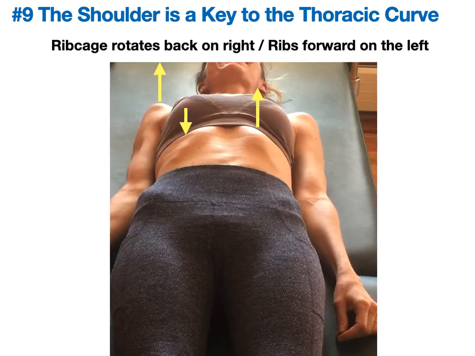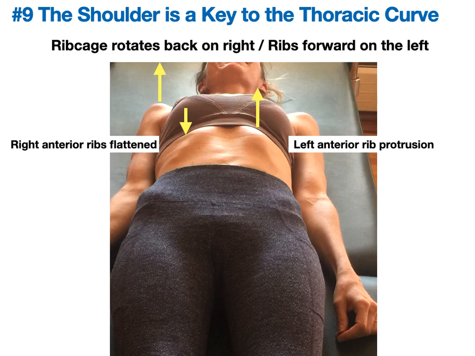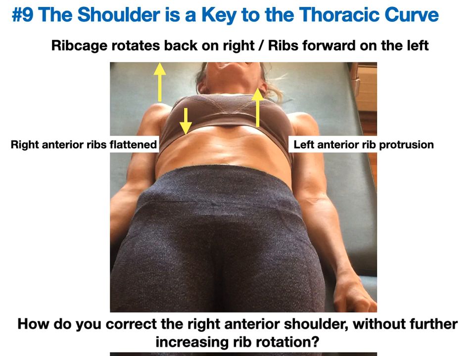Another view shows the right shoulder and left front ribs elevated, and the right front ribs depressed, reflecting the rotation of the rib cage back on the right. How do you correct the right shoulder without further increasing rib rotation?